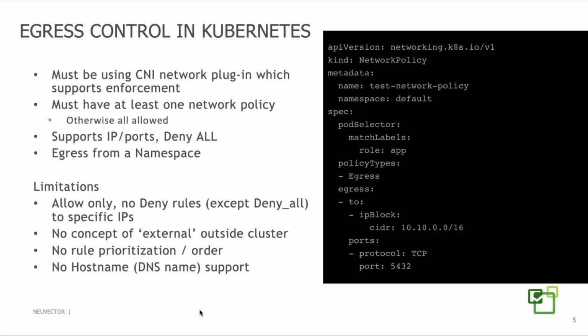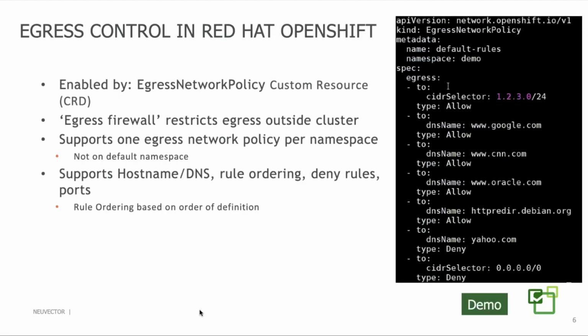There's no concept of rule prioritization or order. And those of you who are familiar with firewall rules know that rule order is very critical in terms of which order the connections are going to hit those rules. So that can be a little bit cumbersome. And then finally, as Selvam showed, there's no hostname or DNS name support. So now in Red Hat OpenShift, OpenShift extends the capabilities of Kubernetes and adds some additional functions and flexibility.